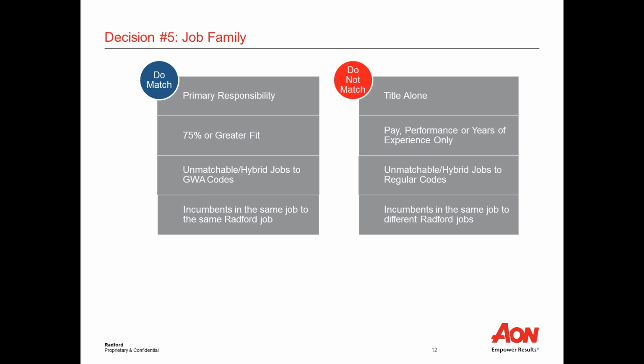Things that you must consider: pay, performance, and years of experience are all really good contributors to help identify where to job match, but they should not be used as the only reason. So if you see someone has a higher pay, you may say, because this person's salary is higher than this other salary, then the level of this person will be higher. In some cases, that is correct.